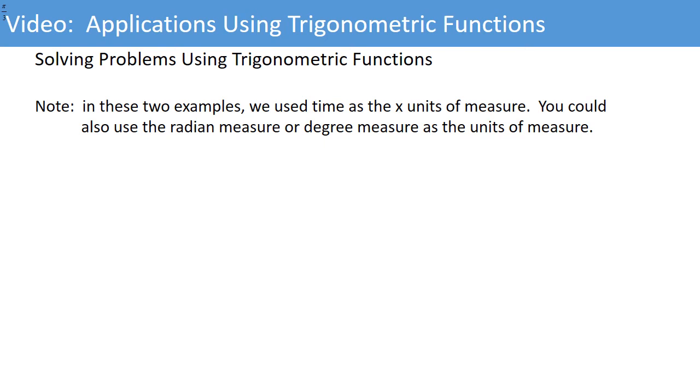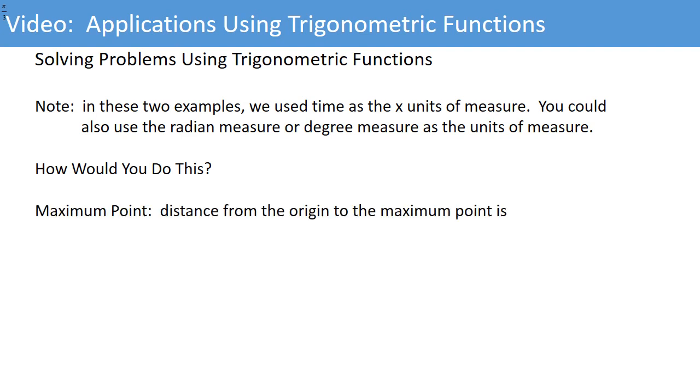Note, in these two examples, we use time as the units of measure. You could also use the radian measure or degree measure as the units of measure. How would you do this, you ask?